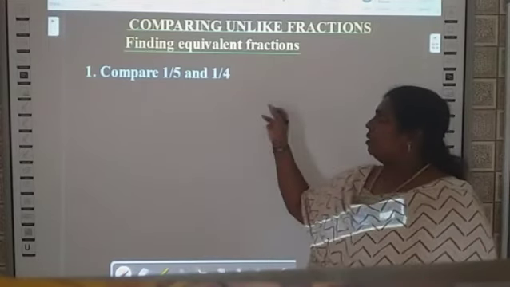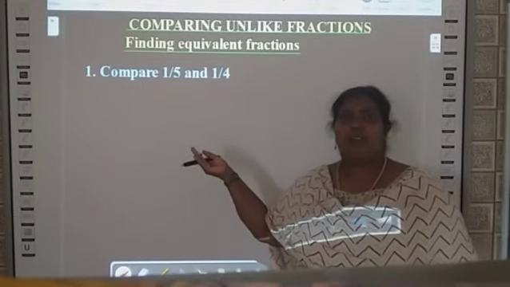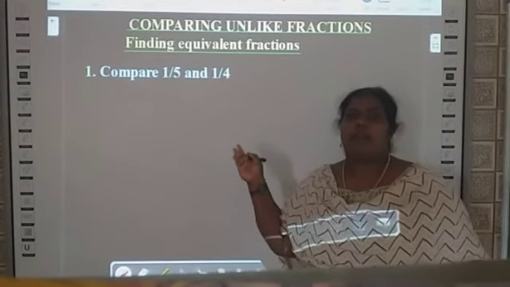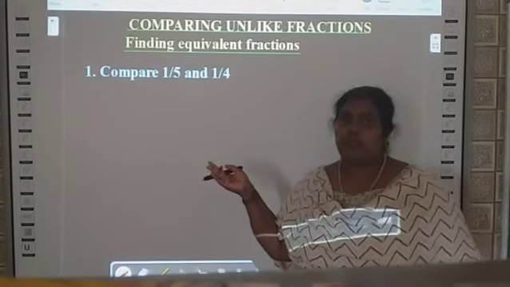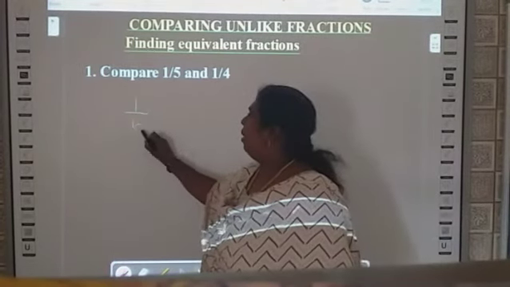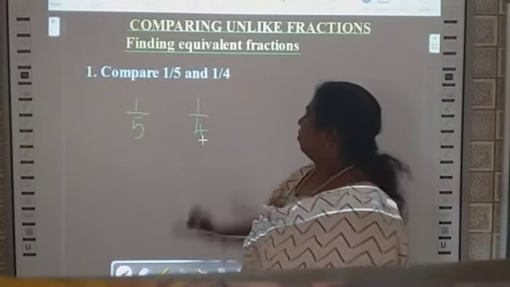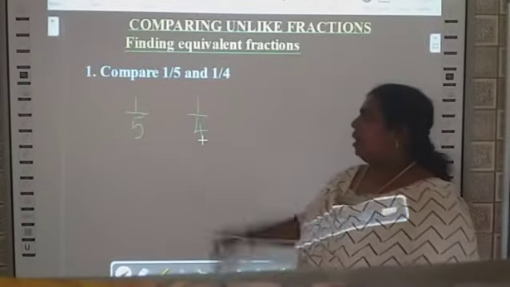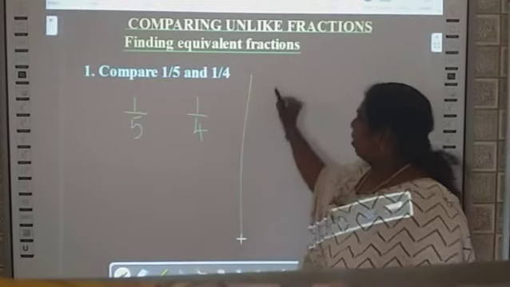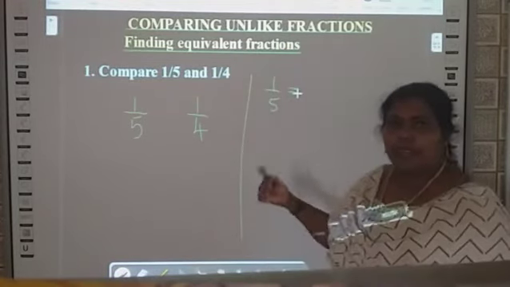Yes. Now we are going to compare these two fractions. First we have to find the equivalent fractions to make the denominators equal. After that, we have to compare them using the symbols, right? See, the fractions are 1 by 5 and 1 by 4, right? So first, for 1 by 5, we are finding the equivalent fractions.